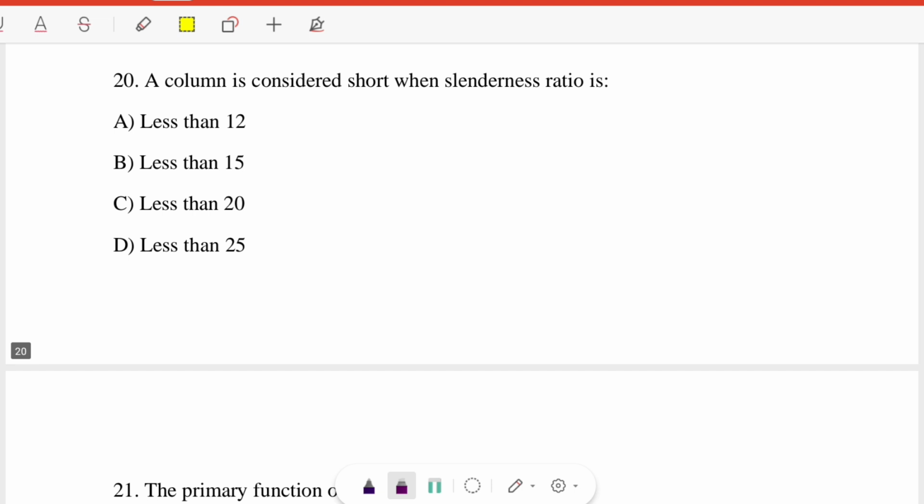Next question, a column is considered short when the slenderness ratio is option A less than 12, option B less than 15, option C less than 20, option D less than 25. The correct answer is option A less than 12.